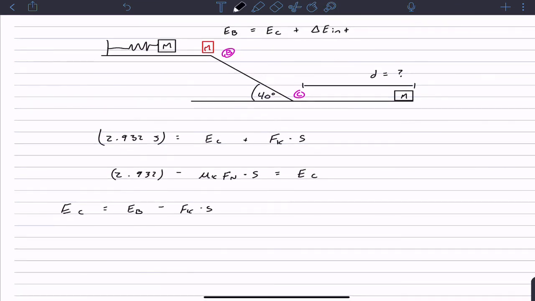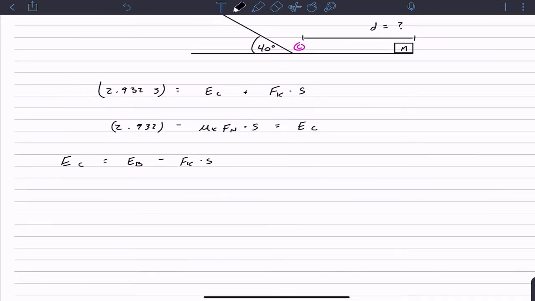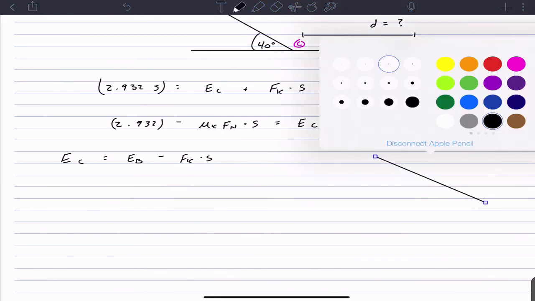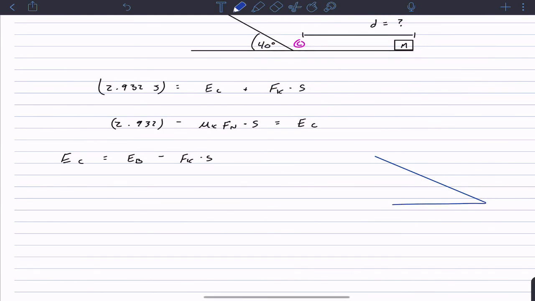But now we need to find the normal force, right? Because the frictional force is expressed in terms of the normal force. Well, let's recall, what is the normal force going to be for a block on an incline, right? To do this real quick, hopefully. Here we go.